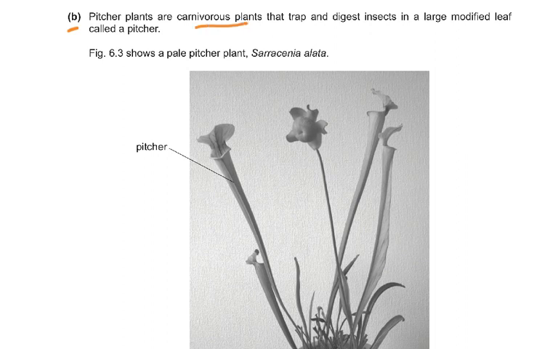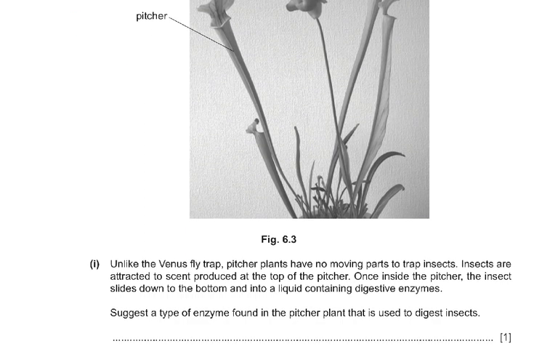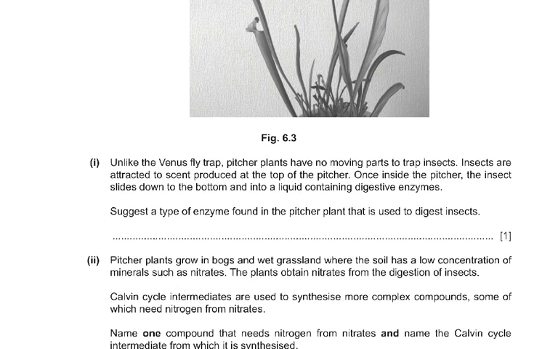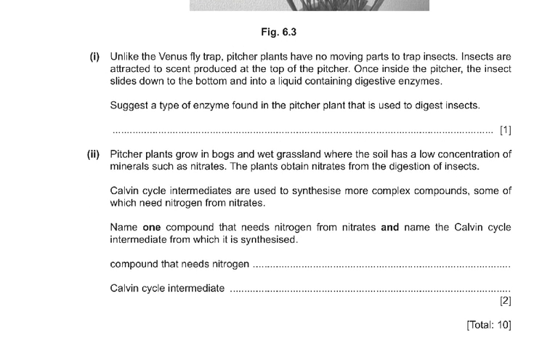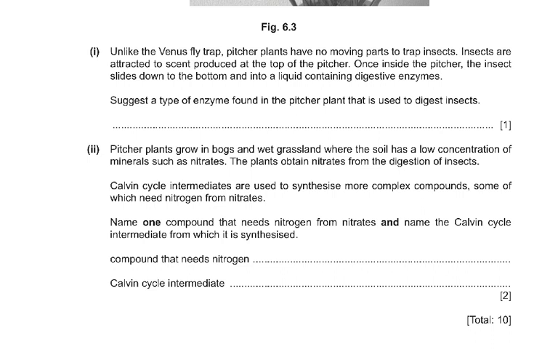Pitcher plants are carnivorous plants that trap and digest insects in a large modified leaf called a pitcher. Figure 6.3 shows a pale pitcher plant. Let's look at it carefully. When we look at the diagram, there it is. Unlike the Venus flytrap, pitcher plants have no moving parts to trap insects. Insects are attracted to scent produced at the top of the pitcher. Once inside the pitcher, the insect slides down to the bottom and into a liquid containing digestive enzymes.